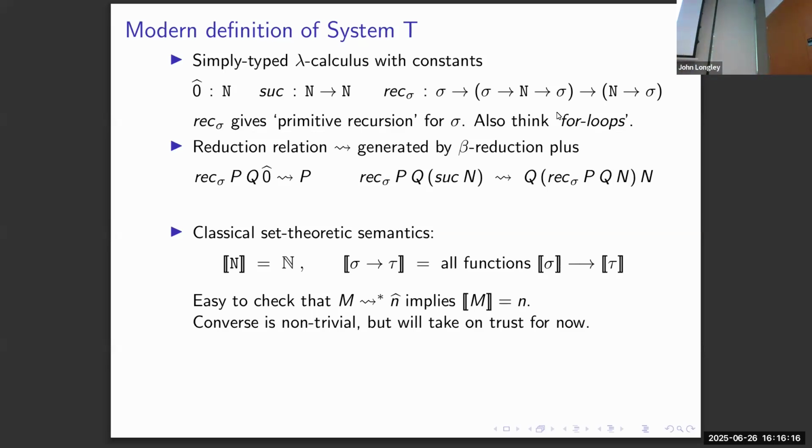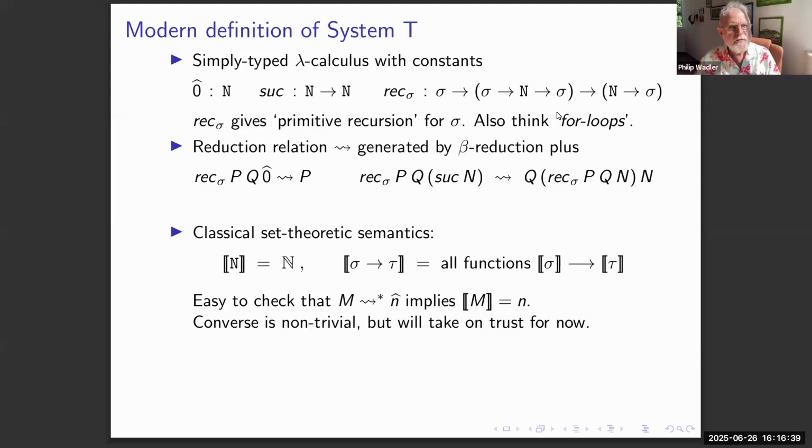The nice thing about this language is it has a very easy classical set theoretic semantics. So it really is okay to think of n as denoting the type of natural numbers, and sigma arrow tau is just the set of all functions from sigma to tau. We don't need any domain theory. Sorry, Phil has a question.